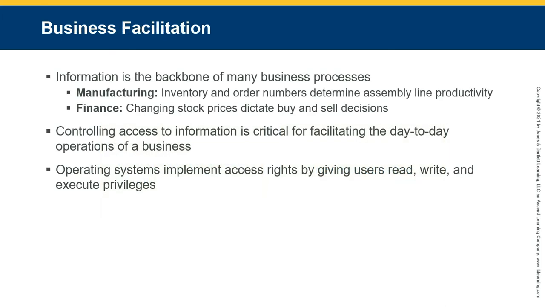Business facilitation. Information is the backbone of many companies. In manufacturing, inventory and order numbers determine assembly line production. In finance, changing stock prices are dictated by the buy and sell decisions. Controlling access to information is critical for facilitating the day-to-day operations of business. Operating systems implement access rights by giving users read, write, and execute privileges on the directories.